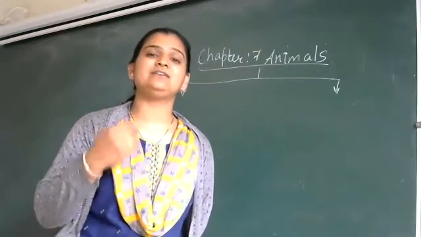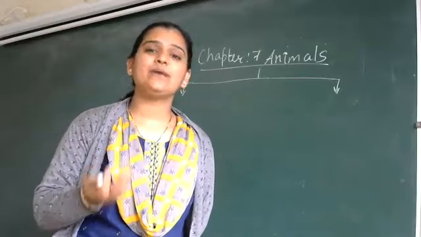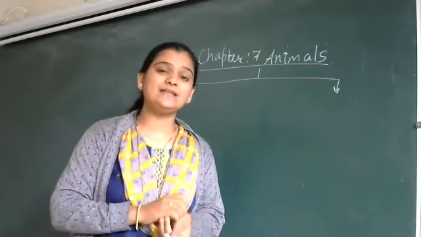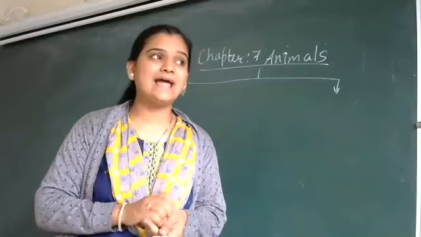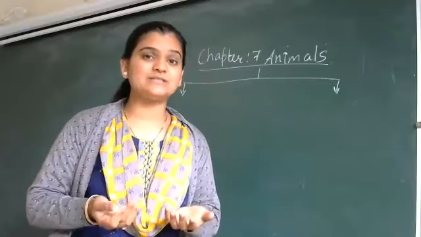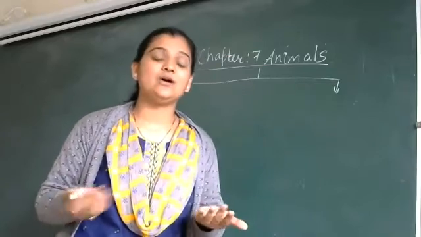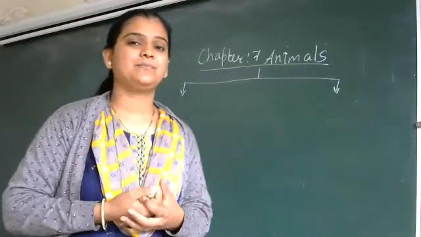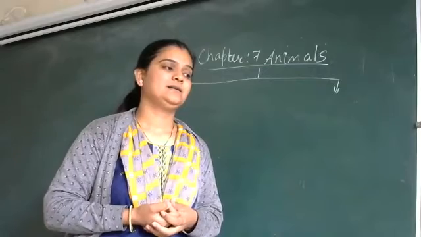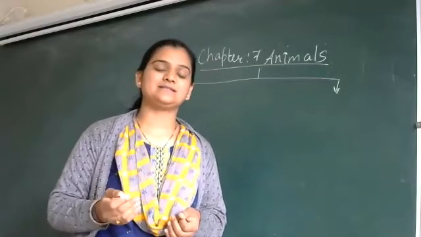The animals which live in water are known as aquatic animals, or water animals. And the ones which live on the land are known as land animals. And there are some animals which live both in water as well as on land. What are they called? Yes, very good. Those are known as amphibians.